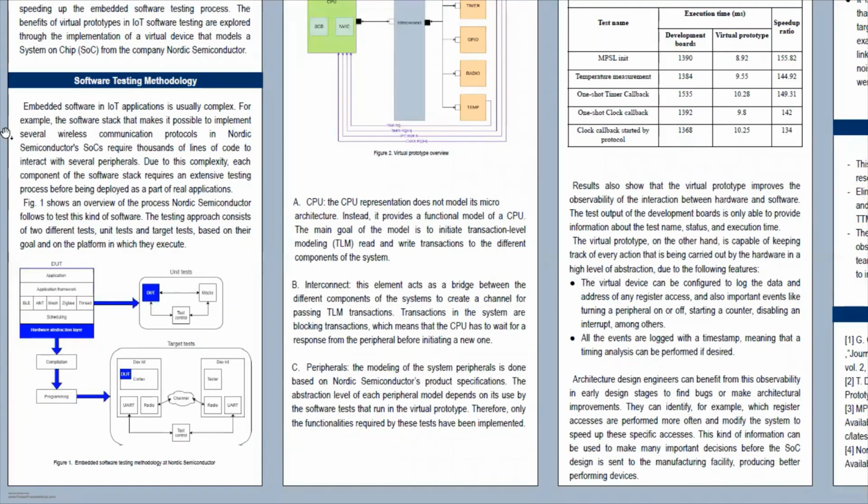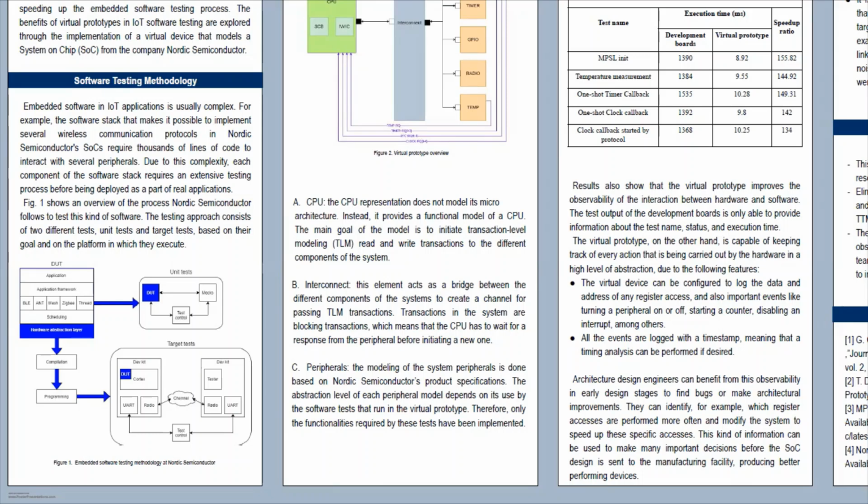Okay, so moving to the software testing methodology, the systems that we used for this project were made by Nordic Semiconductor, and we're going to explain a bit more about the testing methodology already used by the company. Embedded software and IoT applications are usually complex, including thousands of lines of code, which require an extensive testing process. The testing methodology used at Nordic consists of two stages: unit testing and target testing, and they are divided based on their goal and the platform they run on.